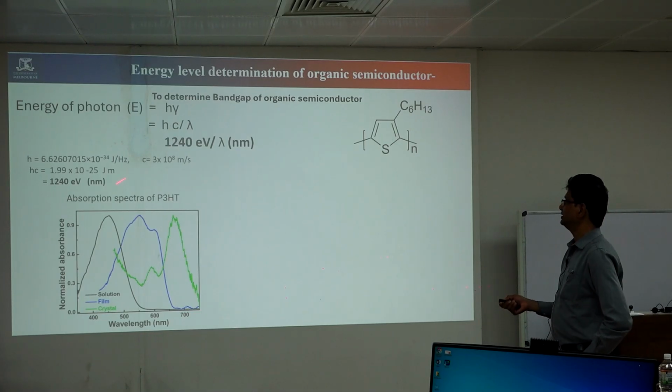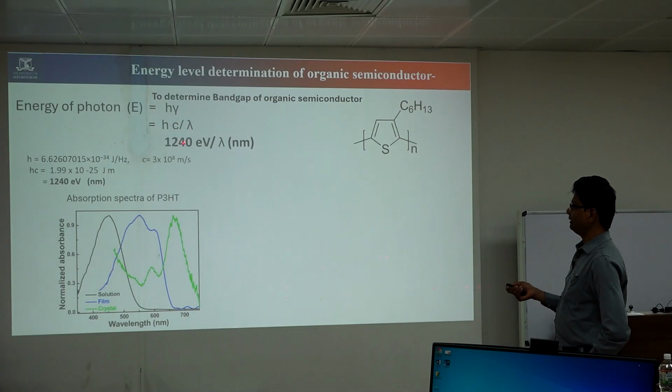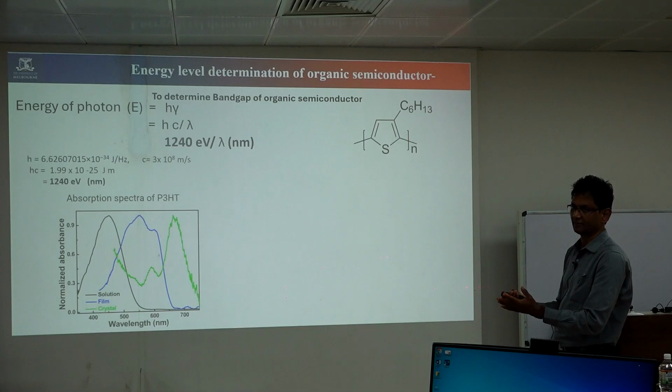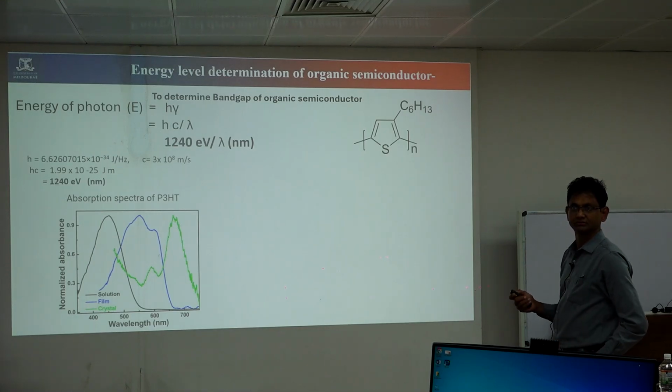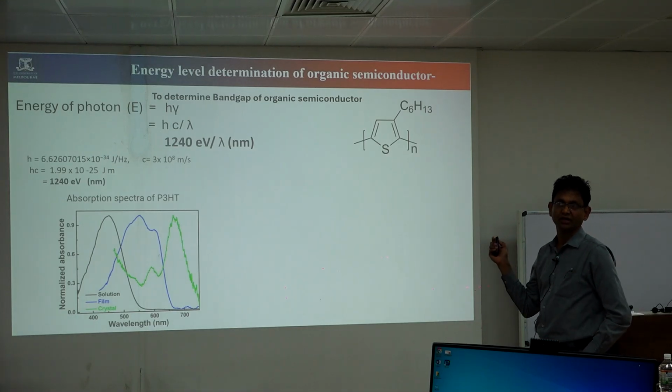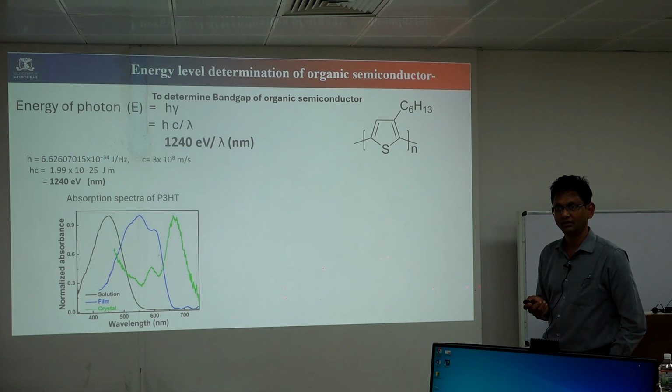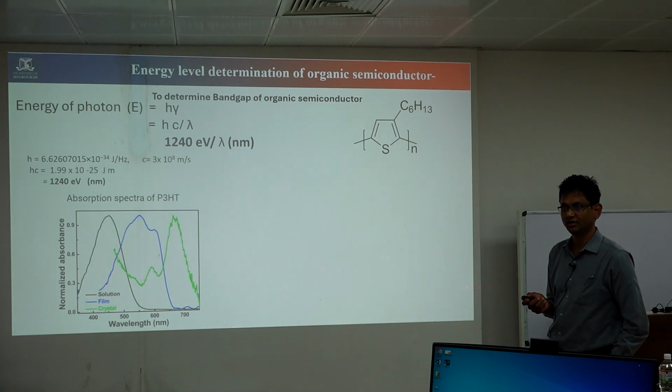So if the band gap is low, then your absorption will be extended. That means you will extend the wavelength, higher wavelength absorption. So that will be the required point. Any question? This is a very important point because we will be doing some of the tutorial work based on this.